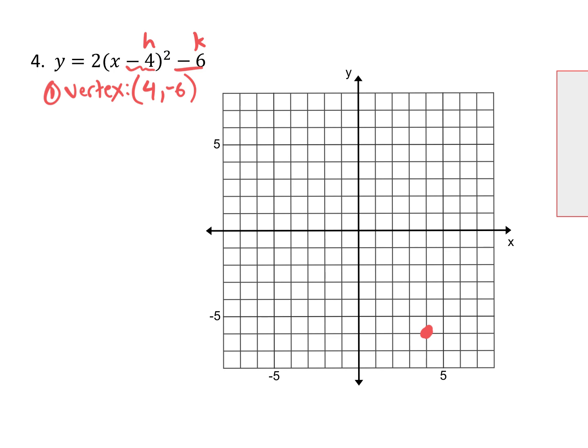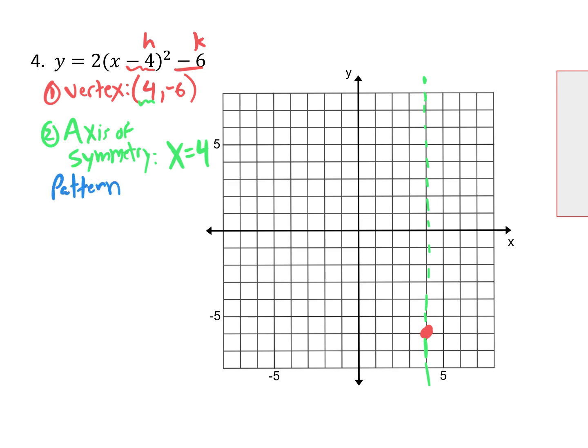And then we draw the axis of symmetry, which is going to be the vertical line going right through that vertex. And that will be the equation x equals simply the x value of your vertex, x equals 4. That's how to produce a vertical line with x equals, not y equals. And then after that, we need some points. So I'm going to go to my pattern.